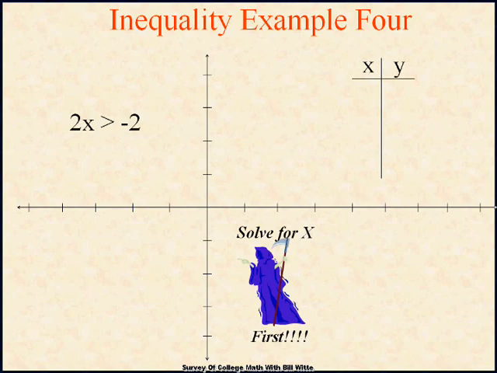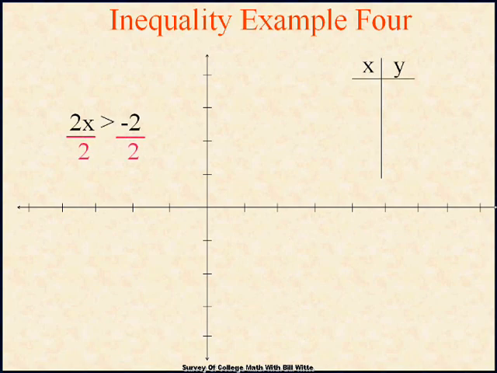Okay, so you're going to have to solve for x in this case. We're going to divide by 2. Note on this one that we're not going to flip the sign. We didn't divide by a negative. We didn't bring trouble to the problem. It was already there. So we're not going to flip the sign, and we'll have x is greater than -1.